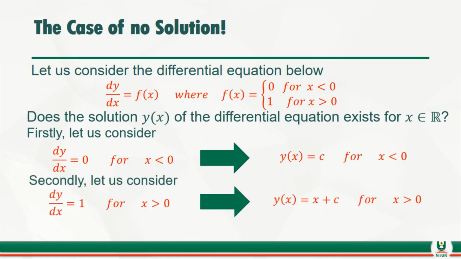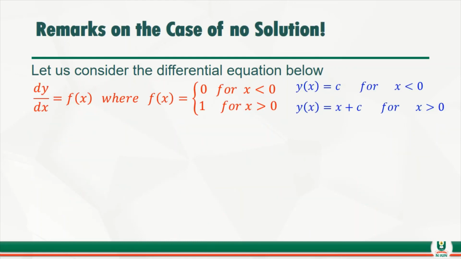Now, let's go to the second aspect now. That is when dy/dx is equal to 1 for x greater than 0. Now, if you look at this again, you will notice that if you cross multiply, we have dy is equal to dx. By the time we integrate, we have y(x) is equal to x plus c for x greater than 0. Now, in this case, you will see that we've been able to have the two likely solutions. We've obtained the two solutions. So let's now go ahead to check.